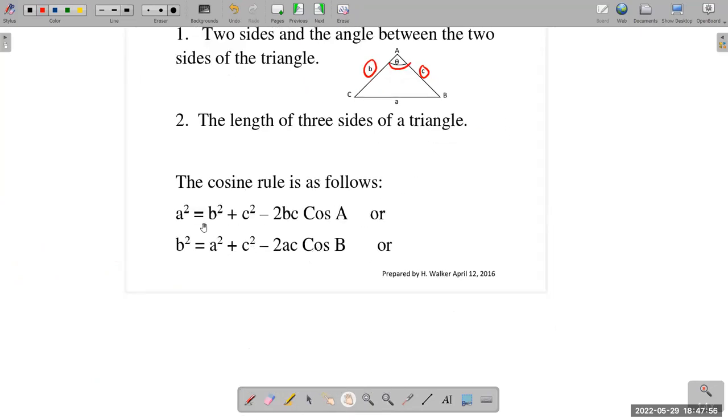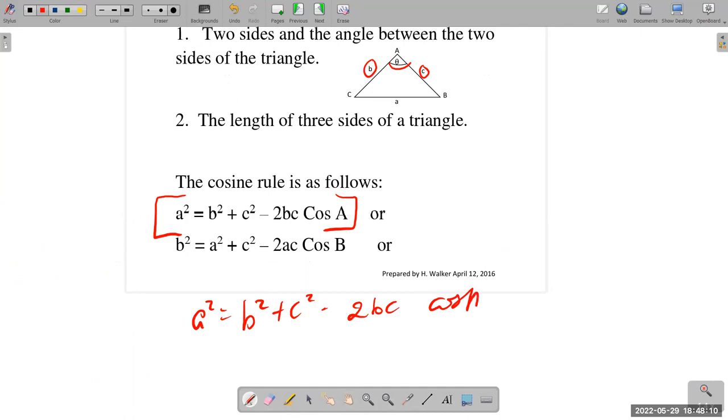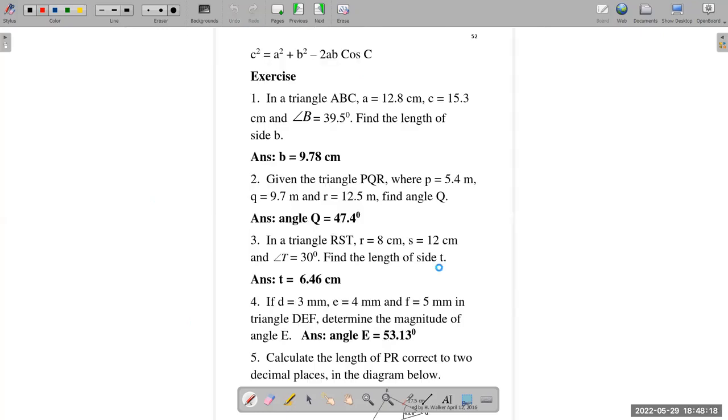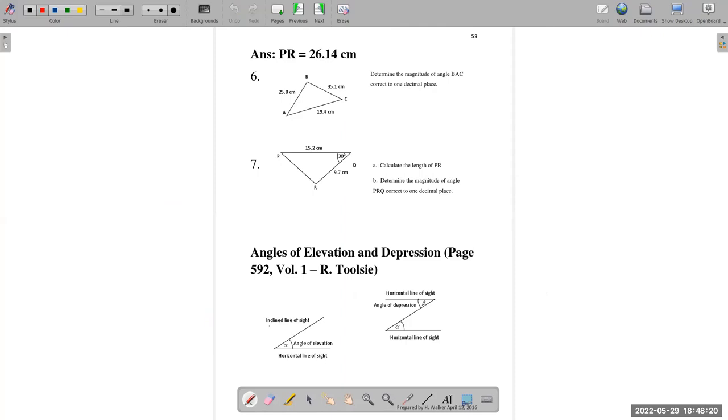The formula, oh, here it is. Again, don't stress yourself to memorize it because it's on the formula sheet, but it doesn't hurt to know it off your head. A squared equals B squared plus C squared minus 2BC cos A. Keep in mind, this is 2 times B times C times cos A. I went through this quickly because I want us to look at some actual answers.